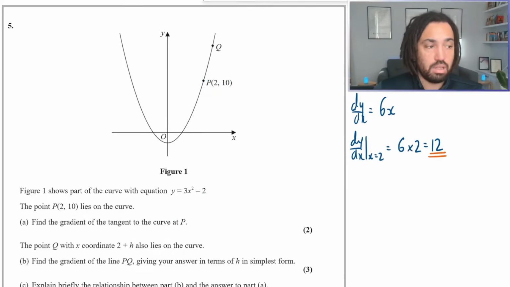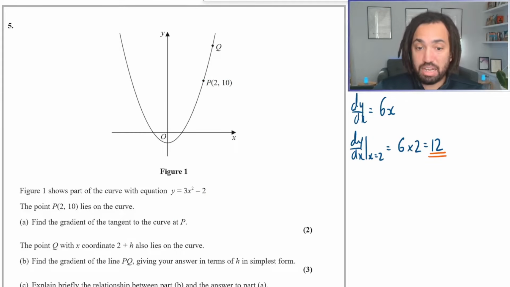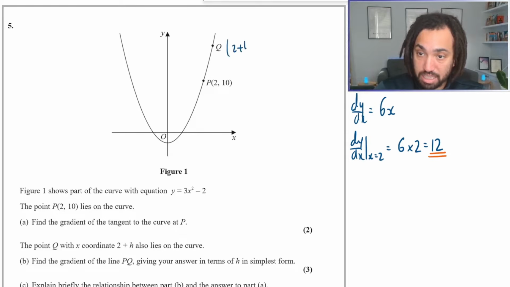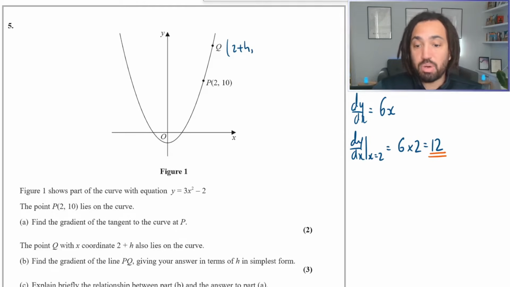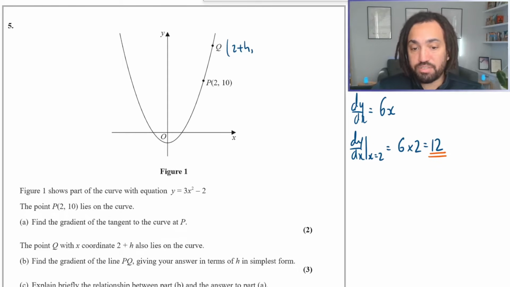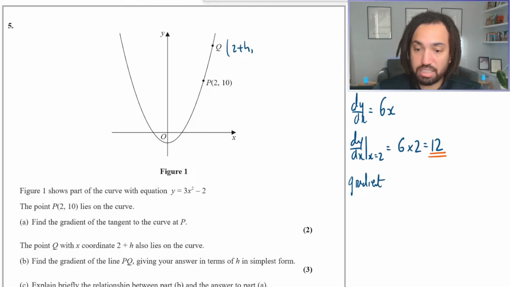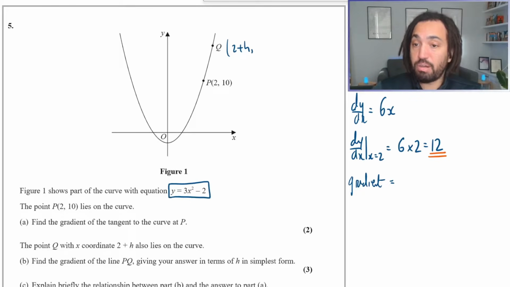Lovely. Okay, part B, we have the point Q, and it has an x-coordinate of 2 plus h. We don't know its y-coordinate, and it says find the gradient of the line PQ. Okay, so to find the gradient of a line segment, we need the y and the x of both the 2 points. So I need to find the y value of Q.